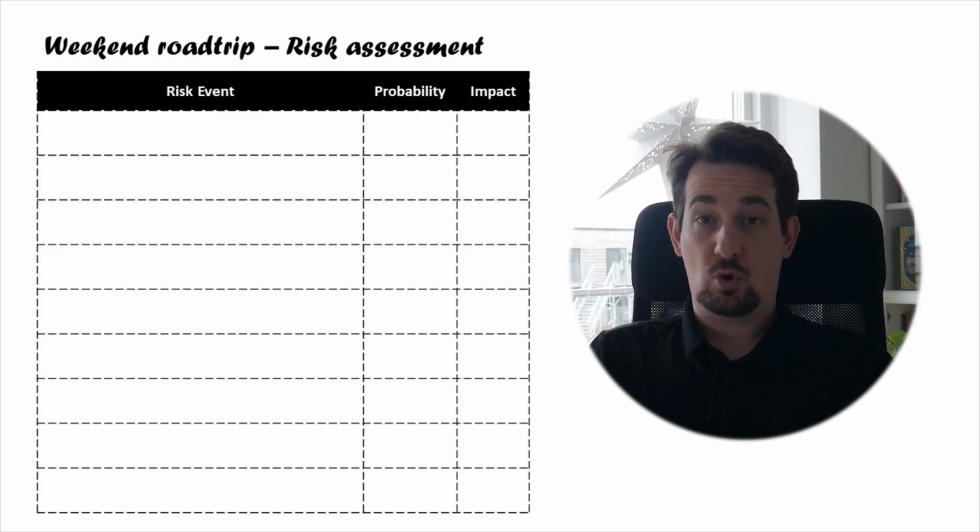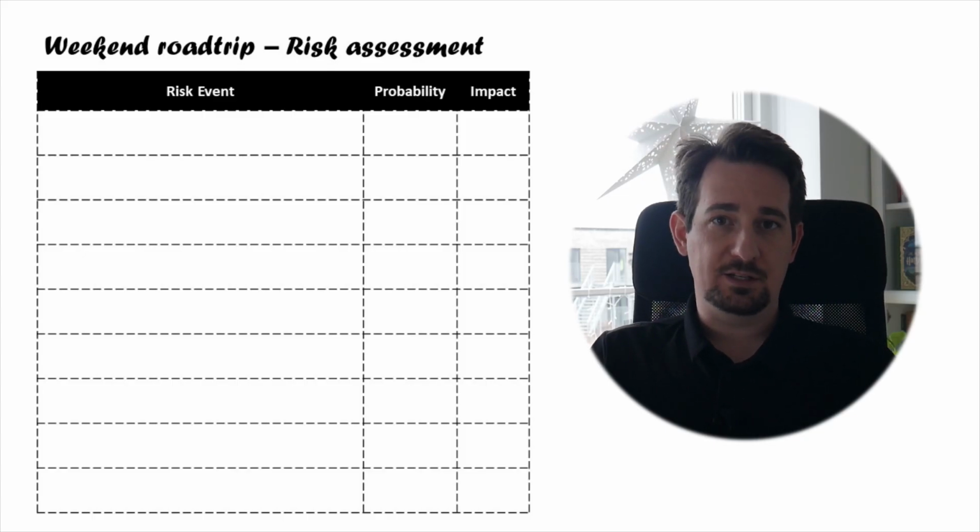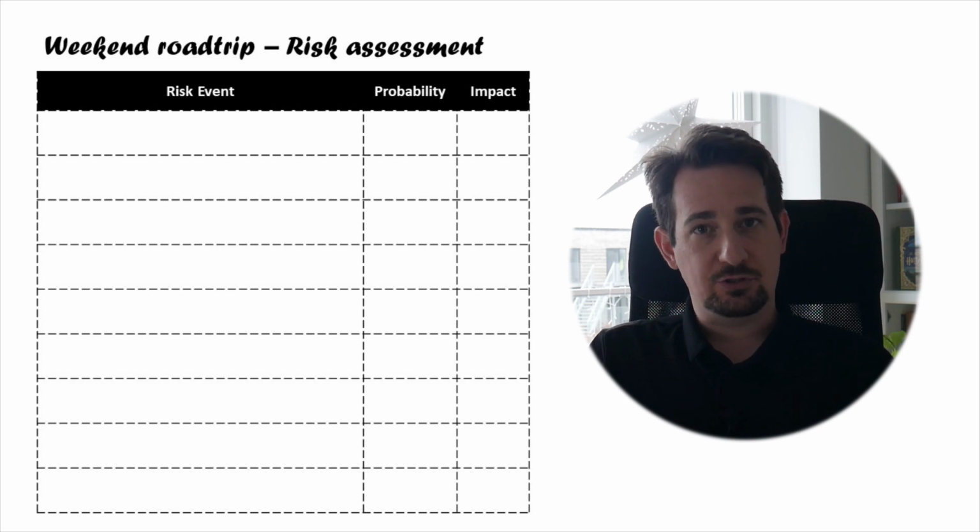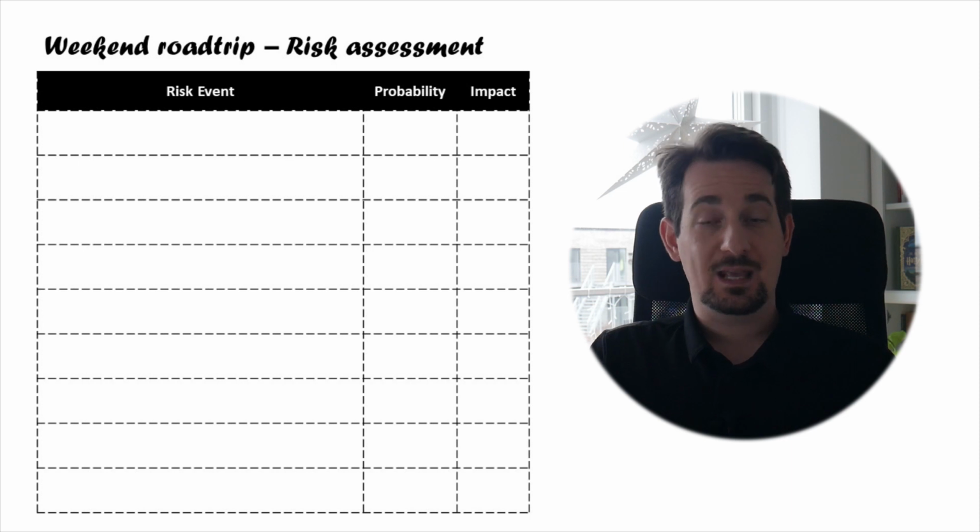A risk matrix incorporates two dimensions for every scenario. One dimension is probability. How probable is it that a certain risk event would happen? The other dimension is impact. If that happens, how bad is it? What impact does it have on us and our project?